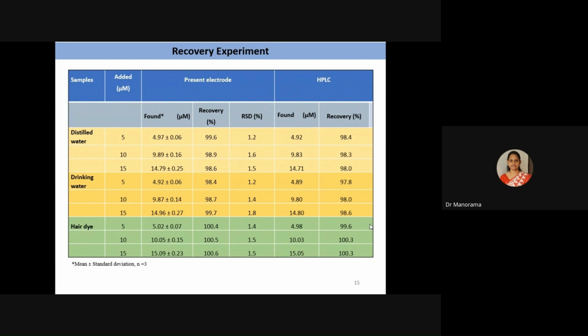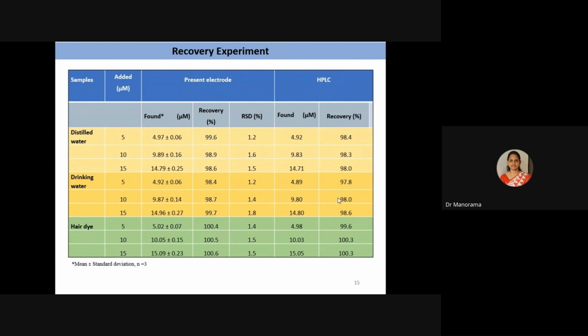For the real-time experiment, we have done a recovery experiment, and we have taken three samples: distilled water, drinking water, and hair dye samples, which we collected from a salon, from the market, and from the barber shop. Then we studied this recovery experiment, and the data is shown here. In distilled water, the recovery was 98.4% for the 5 addition and 98.3% for the 10 addition. In drinking water, it is from 97.8 to 98.6.